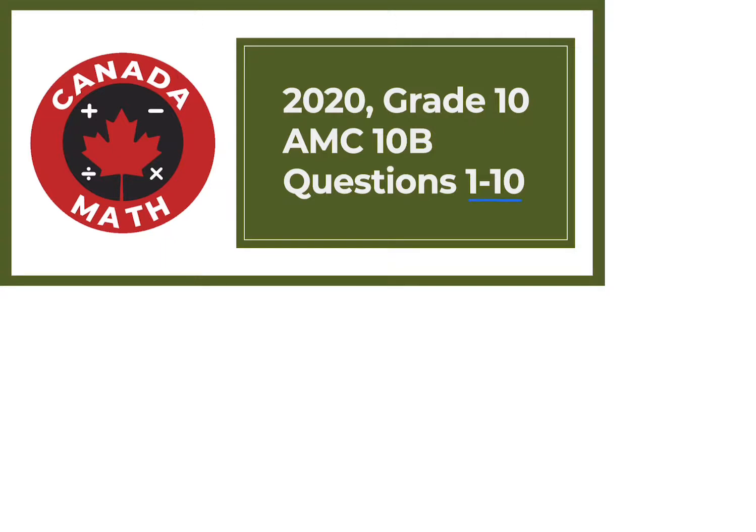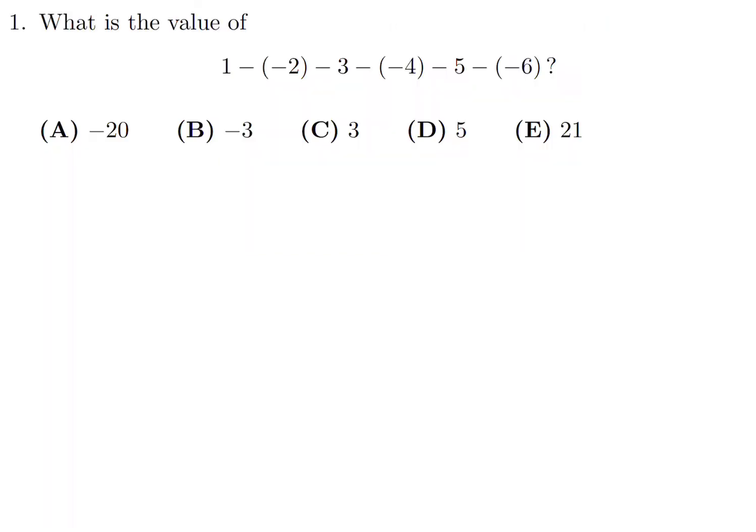Questions 1 through 10 on the 2020 Grade 10 AMC 10B. What is the value of? So we have 1 plus 2 minus 3 plus 4 minus 5 plus 6. So 1 plus 2 minus 3, that cancels, and then we have 4 minus 5, which is negative 1, and then plus 6 would be 5. So number 1, the answer is D.